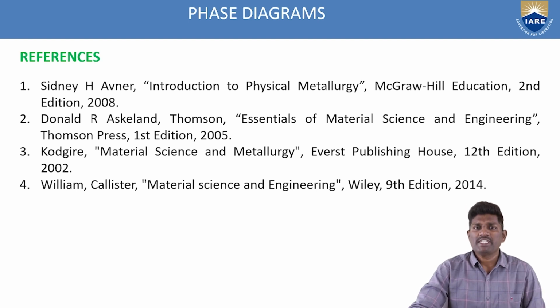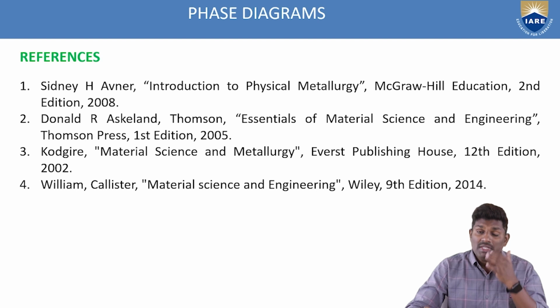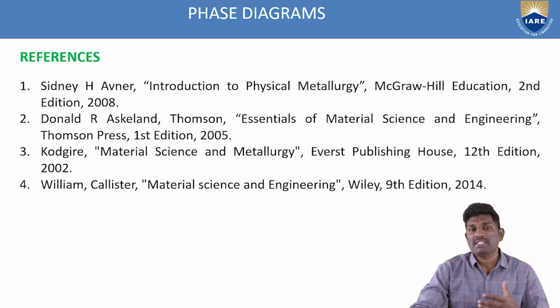These are some of the reference books where you can get information about the Gibbs phase rule. What is the importance of the Gibbs phase rule, and how to identify these parameters in the Gibbs phase rule, that is P plus F equals C plus N, and what is its importance in identifying the number of phases present in the system, and how to identify the three externally controlled parameters or the degrees of freedom with the help of the Gibbs phase rule.